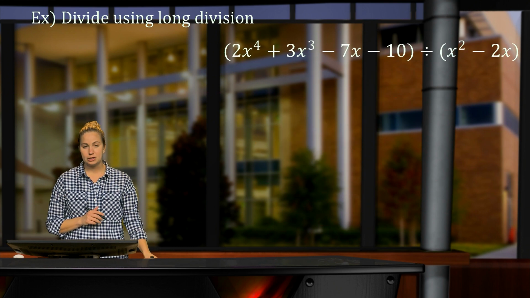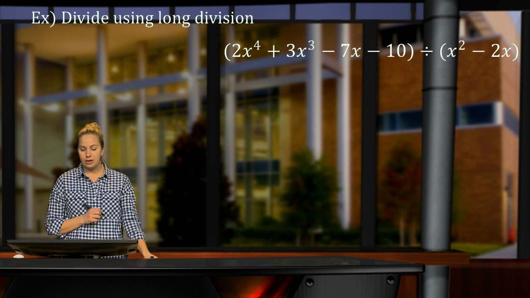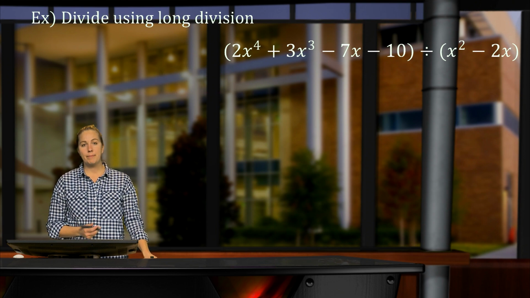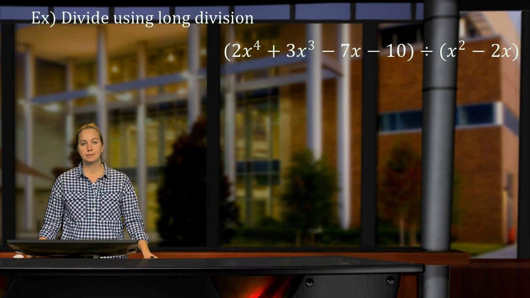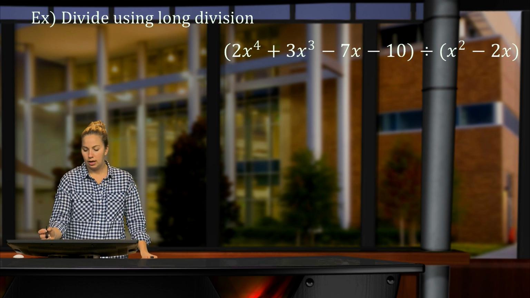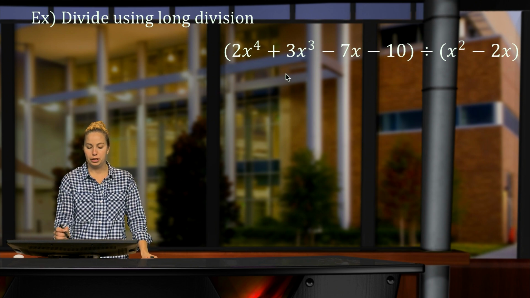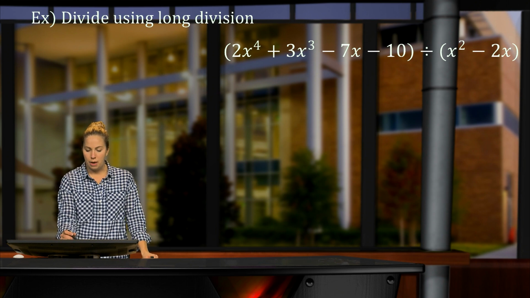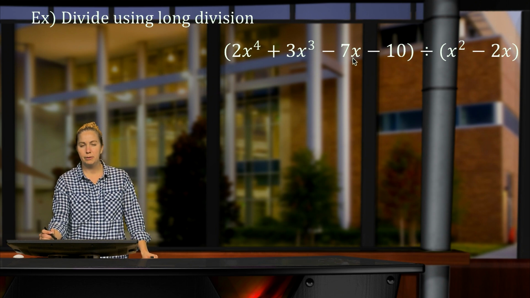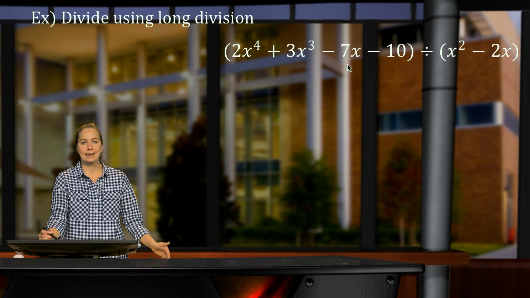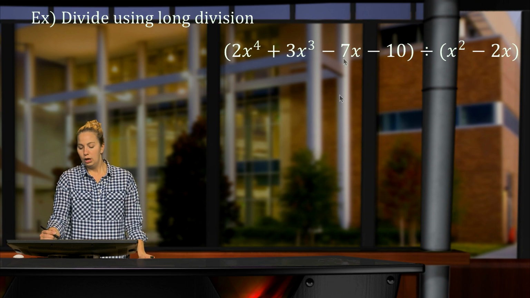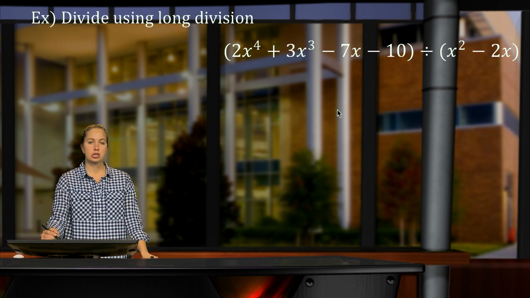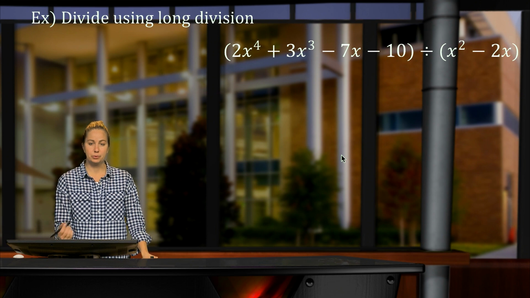2x to the fourth plus 3x cubed minus 7x minus 10 divided by x squared minus 2x. Take a look at this polynomial. Is there anything missing? Well, if we go down, we've got x to the fourth, x cubed, and then we've got an x. We're missing an x squared term. When we're dividing, we want to make sure that we use placeholders for any terms that we're missing.